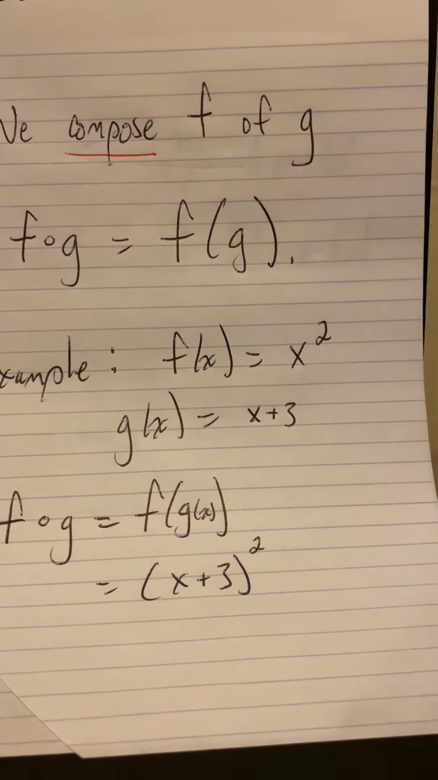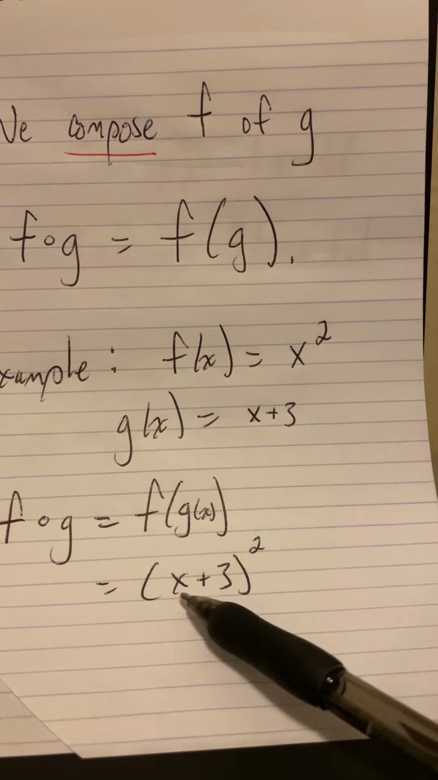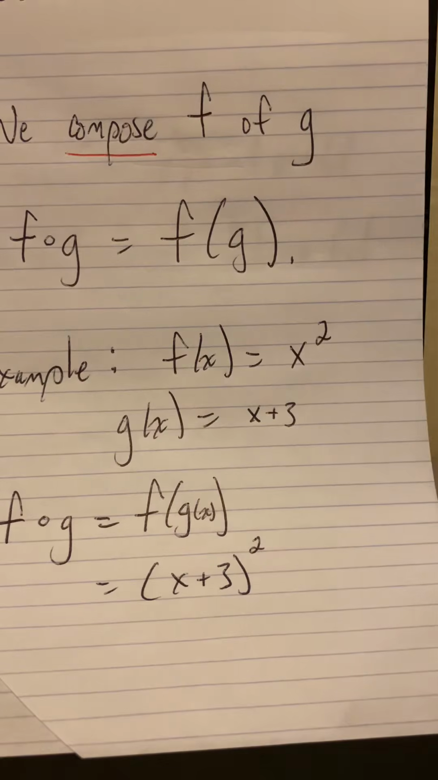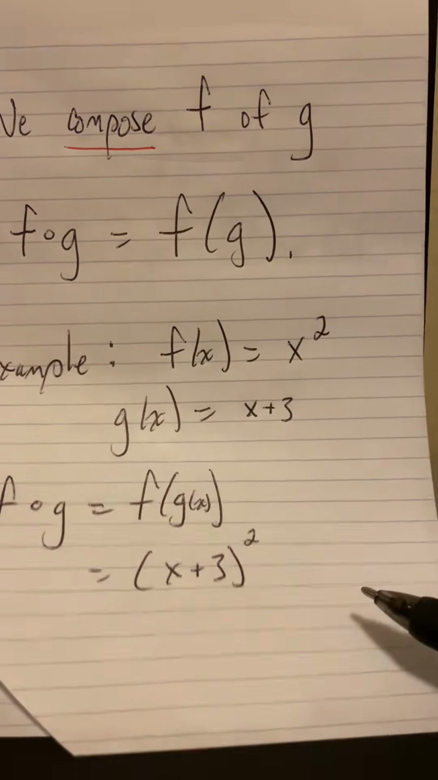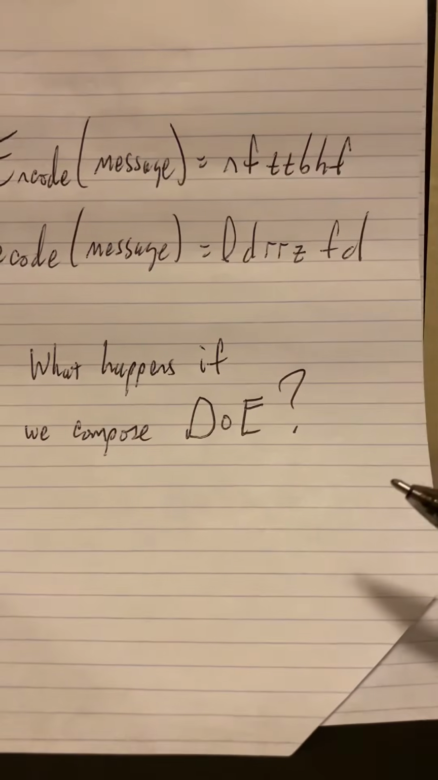So f composed of g, in this particular example, is the quantity x plus 3 being squared. So it's the quadratic shifted to the left 3 places. Okay, that's a very algebraic example.